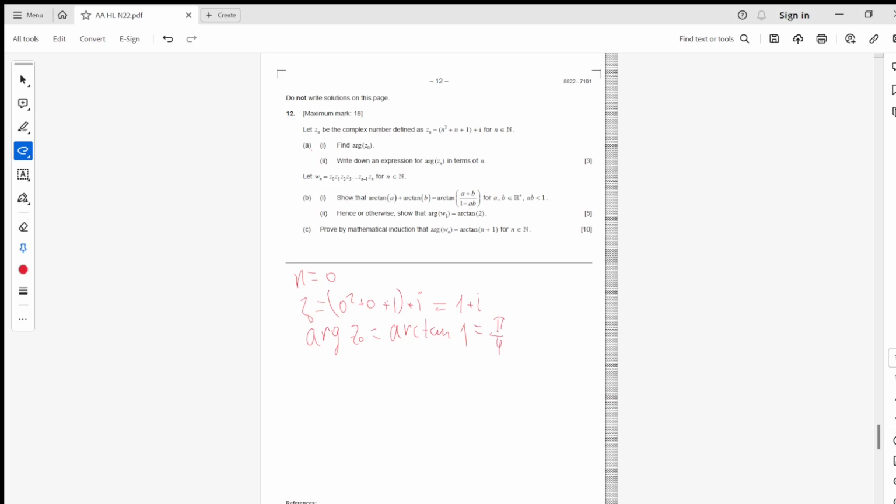Write down an expression for the argument of zn. The same thing, but you need to remember there's the argument, so use arctangent of the imaginary part divided by the real part. It's going to be arctangent of 1 divided by n squared plus n plus 1. Show that arctangent A plus arctangent B is equal to the following equation. So we can take a tangent from both sides.